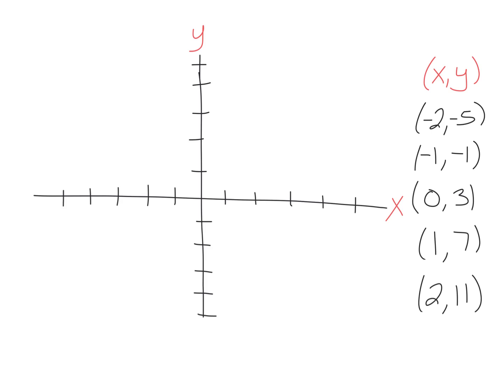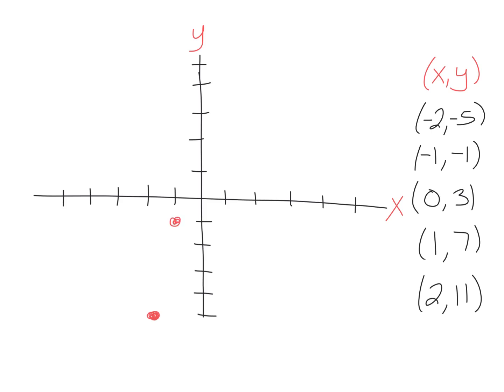On our first one, if it says X first, think of number lines. Where do I need to go? X first. Negative 2. Which direction? Left 2. Where do I go from here? Down 5. Yes. So left 2, down 5 puts me down there. My next value, I always start at the origin. Tell me where to go. Left 1, down 1.